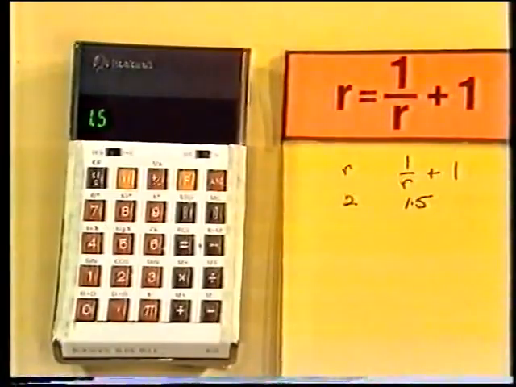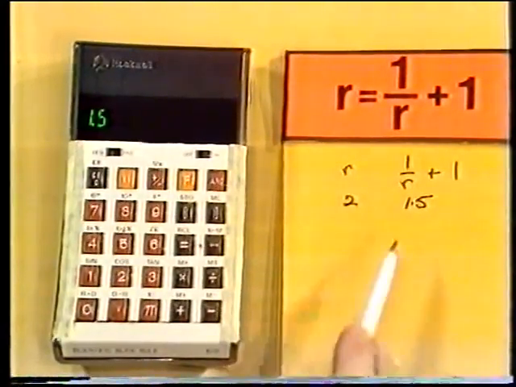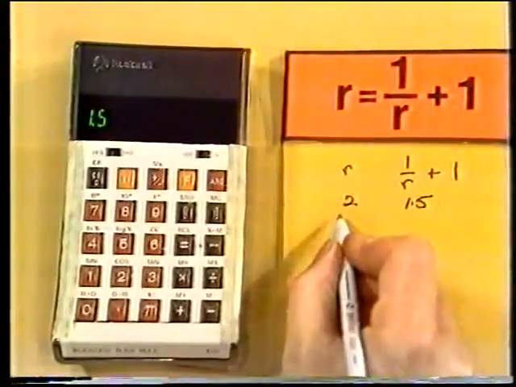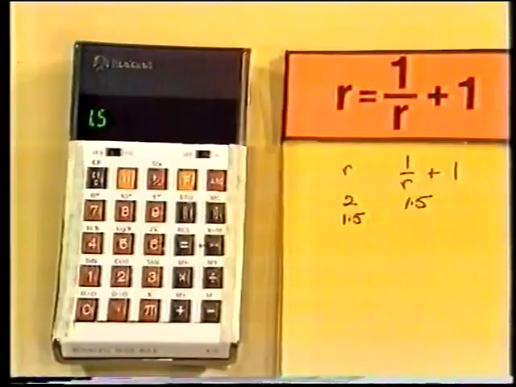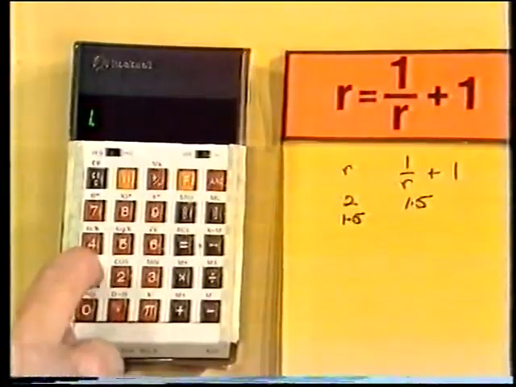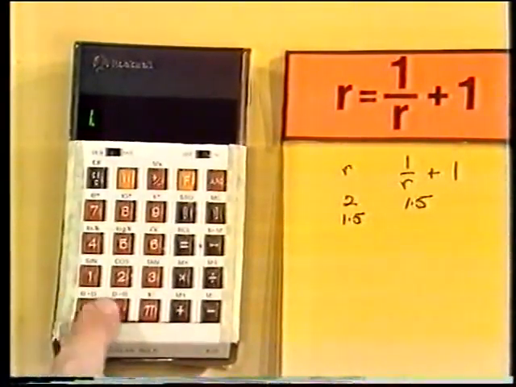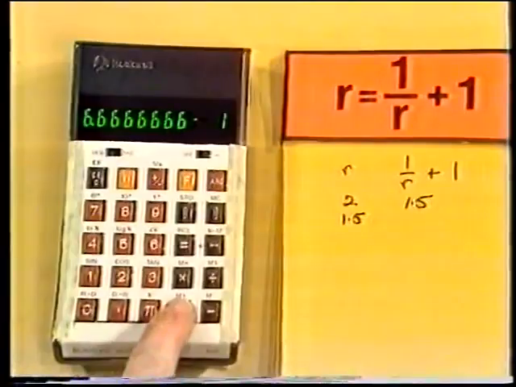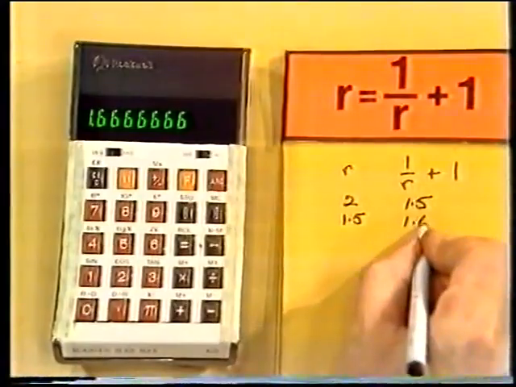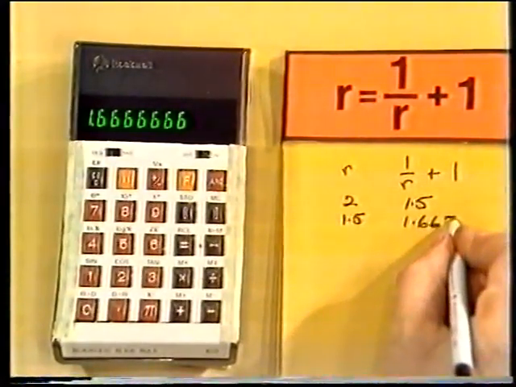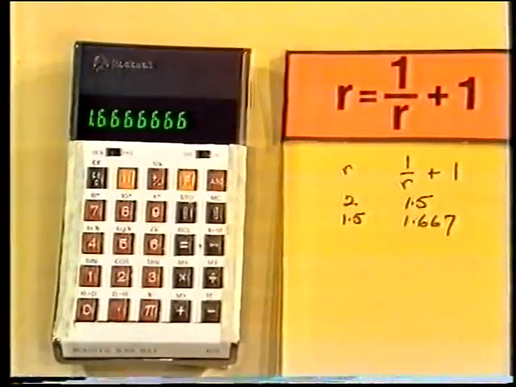But the fascinating thing about the iterative method is that I don't just now substitute any old number for r as a second attempt. What I do is to use this value I've just calculated. So 1.5 is going to be my second attempt at a solution. So let's calculate the right-hand side now with r replaced by 1.5. I've got to get 1 divided by 1.5, add 1, and that equals 1.66. Let's just stop at 3 decimal places, 1.667.